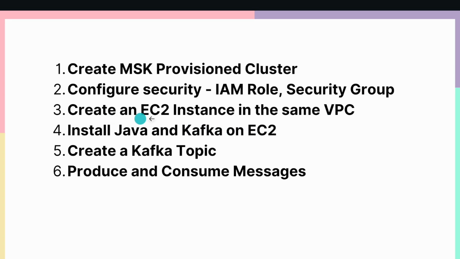And then we will create an EC2 instance in the same VPC that we created our cluster in. In this EC2 instance, we will install Java and Kafka, and then we will create a Kafka topic in this cluster, and then we will produce and consume messages from this EC2 onto the topic that we created on this cluster. Okay, so I hope these steps are clear. So we will do each of these steps now.